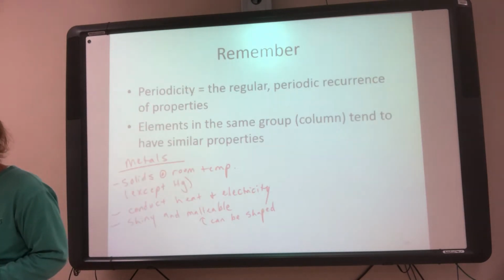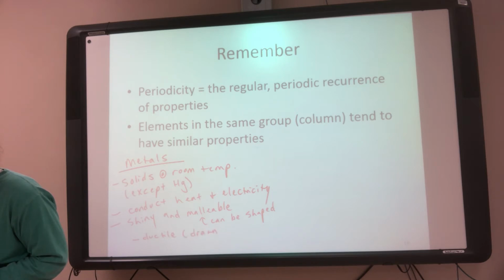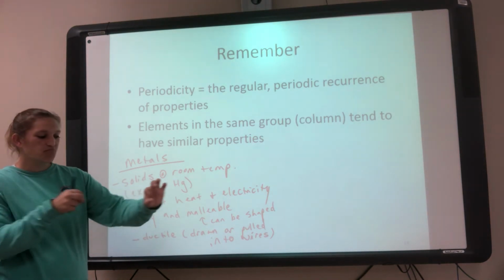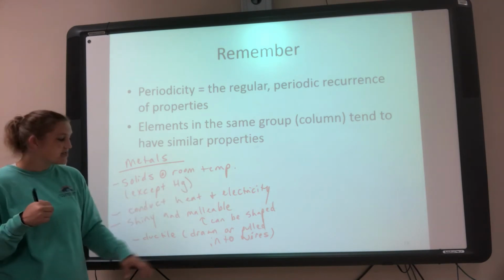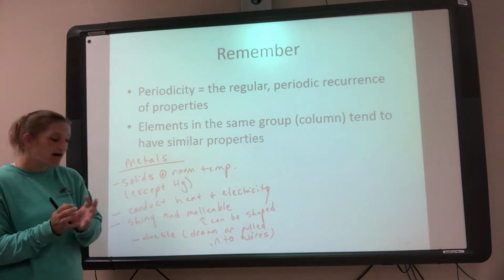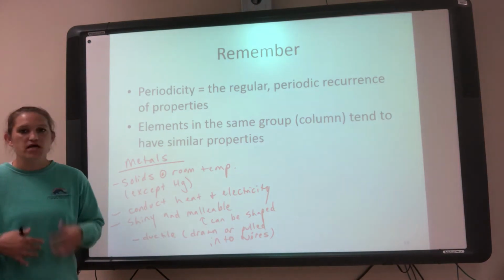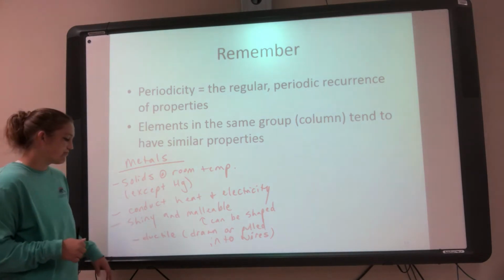Metals are ductile. Ductile means that they can be drawn or pulled into wires. This is just a property of the fact that I can take some metal and actually pull it into a nice wire shape. Because it's so malleable, it's malleable enough that I can make it into wires. And so that's why a lot of my wires, like copper wire, are made out of metals.